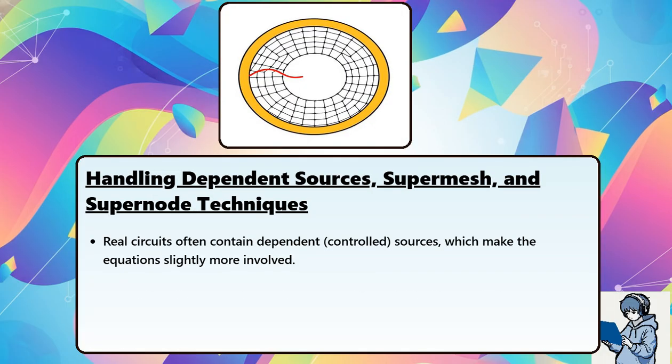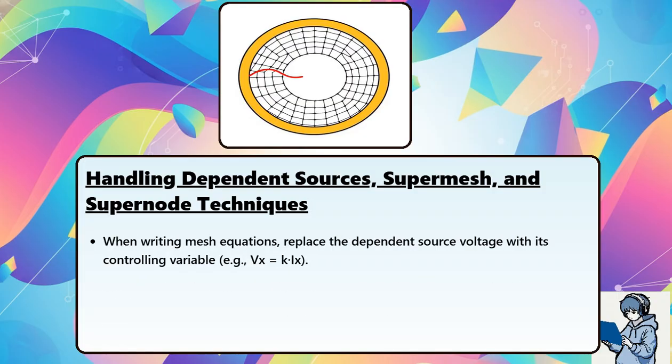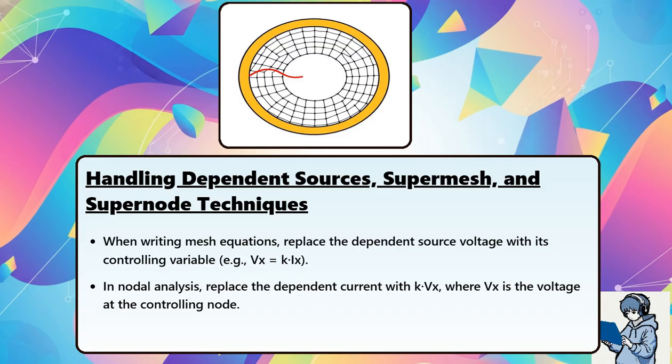Real circuits often contain dependent controlled sources, which make the equations slightly more involved. A voltage-controlled voltage source, VCVS, or current-controlled current source, CCCS, introduces terms that are proportional to another current or voltage in the circuit. When writing mesh equations, replace the dependent source voltage with its controlling variable, for example Vx equals K times Ix. In nodal analysis, replace the dependent current with K times Vx, where Vx is the voltage at the controlling node.